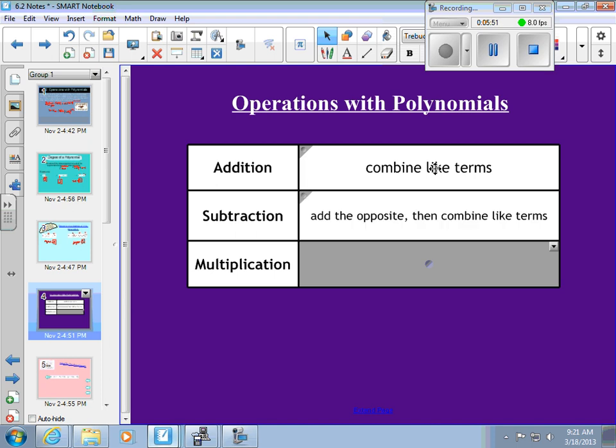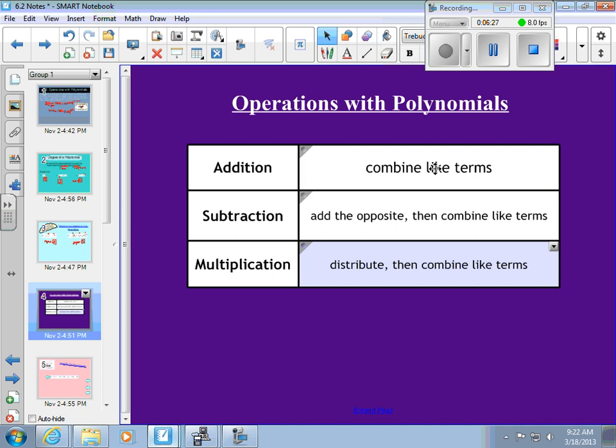Subtraction. When we do subtraction problems, we first want to add the opposite and then combine like terms like we do with addition. So basically we're turning the subtraction problem into an addition problem, then combining like terms. And you'll see what we talk about when we do some examples here in a second. Finally, multiplication. Multiplication of polynomials, you want to distribute, then combine like terms. Distribute, and then combine like terms. So those are what you do with the operations of polynomials.